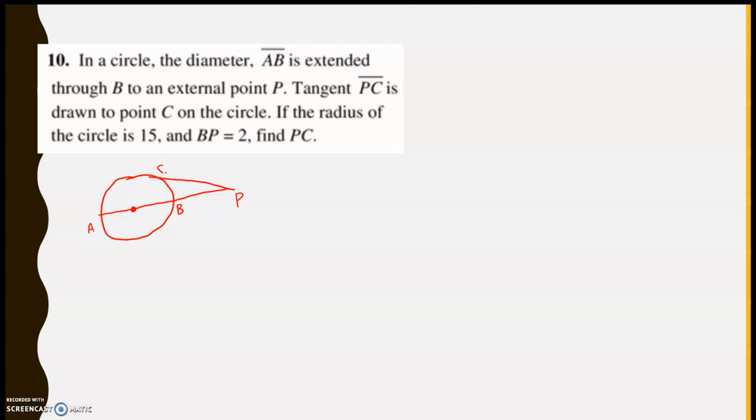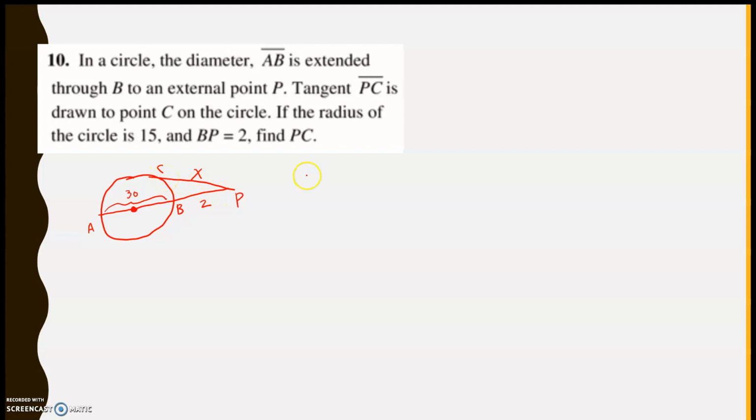If the radius of the circle is 15 and BP is 2, I want to find the value of PC. That's what I'm looking for, PC there. They're saying the radius is 15, which means from the center out, this guy is 15, so my entire diameter is going to be 30. And now I have a secant, AP, and my tangent, PC.